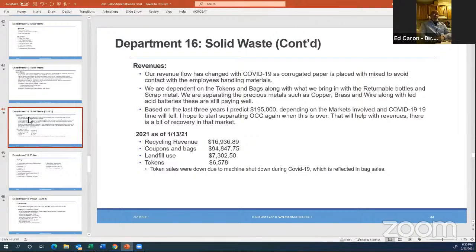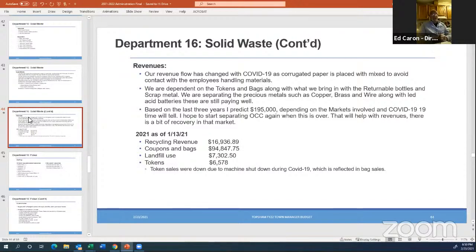We depend on the tokens and bags along with what we bring in from the returnable bottles and scrap metal and other items like that, where we separate our precious metals such as copper, brass, aluminum, and wire, lead acid batteries, and we recycle those separately, so we get a better price on our metals. We found that we're doing pretty good by separating those out without even putting a lot of effort in. We're bringing in a lot more revenue just in the copper and the brass and the wire.